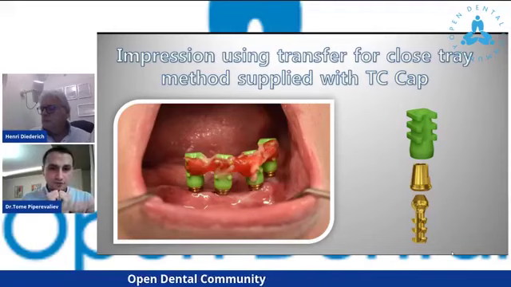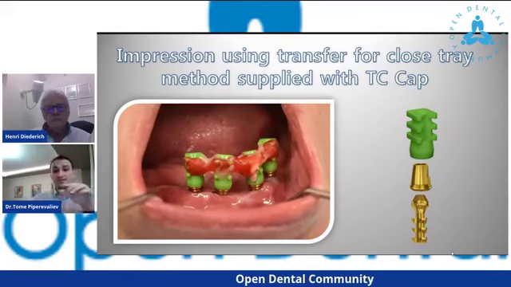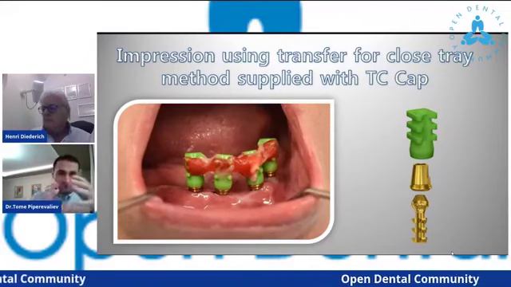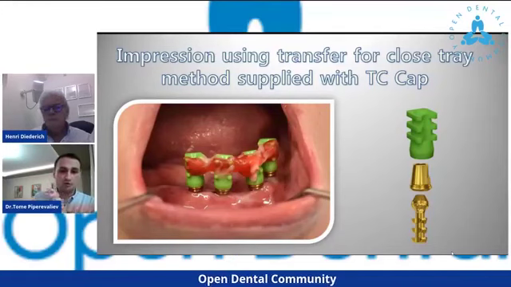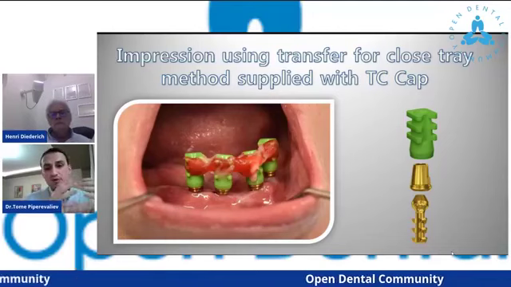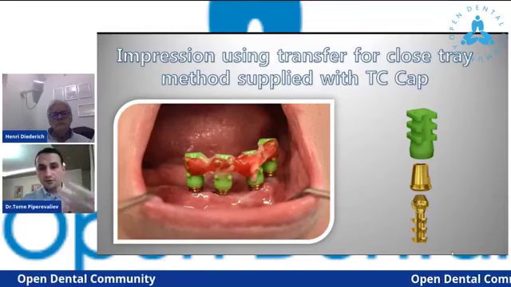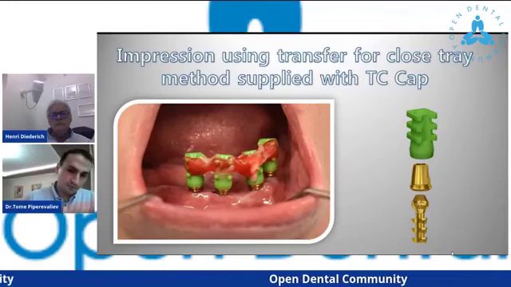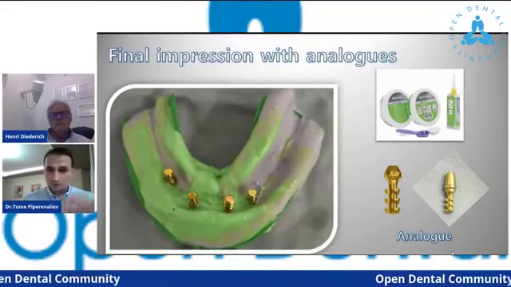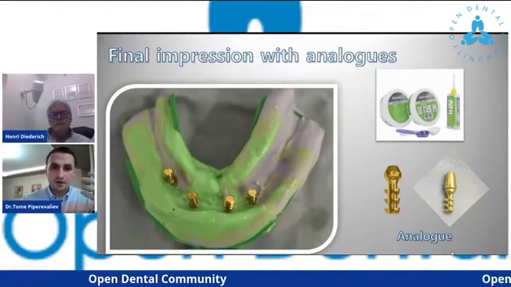In this situation, we used specially designed transfers for the closed tray method supplied with plastic caps. In our clinic, we are always splinting and connecting the caps with flowable composite and acrylic pattern resin just to prevent any micro movements during the setting of the impression material and during the laboratory procedure. Here we can see the final impression with the analogs. This final impression will be used by the dental technician to produce the final cast.